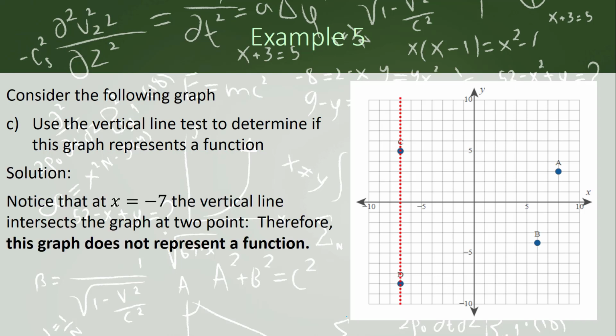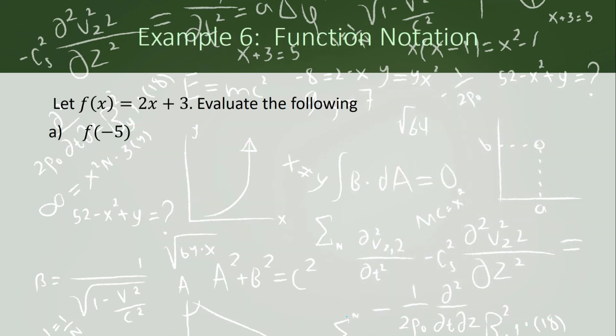And this brings us to our last example, and that is to practice using functional notation. So here you're given a function in functional notation. We have let f of x be equal to 2x plus 3. And we want to evaluate the following. f of negative 5. Now remember, what we're going to do is take x here and replace it with negative 5.